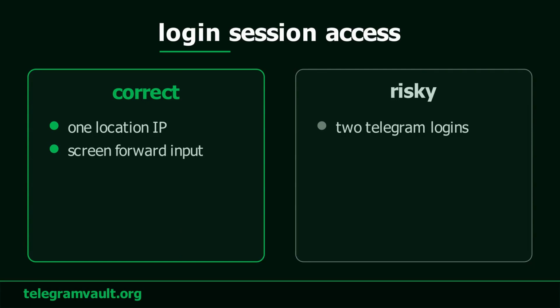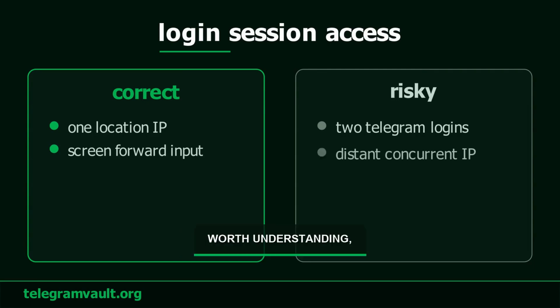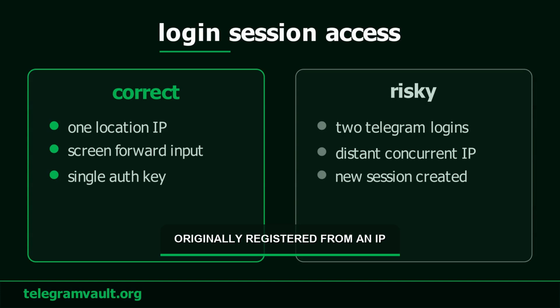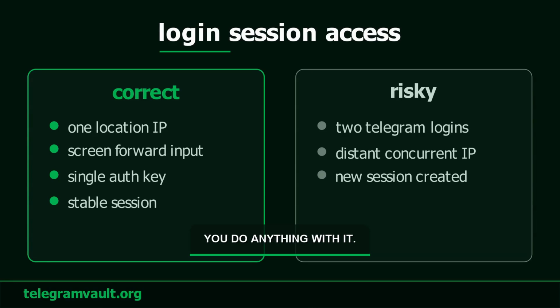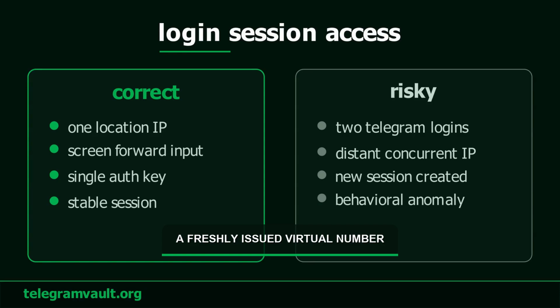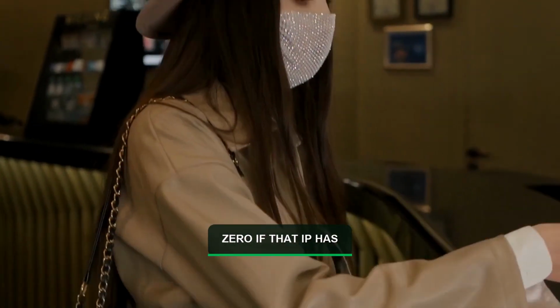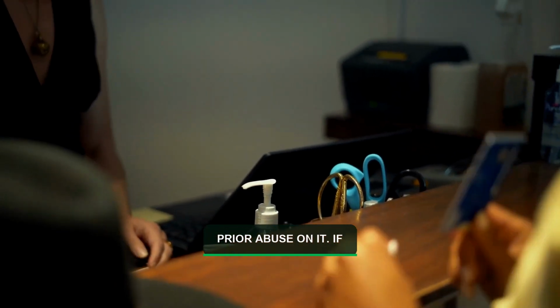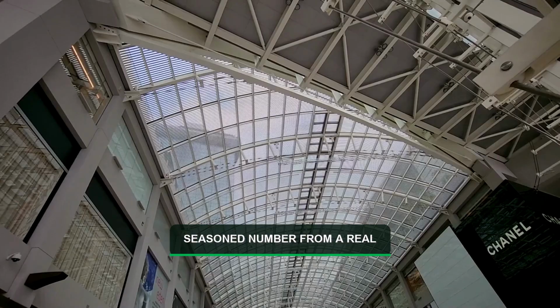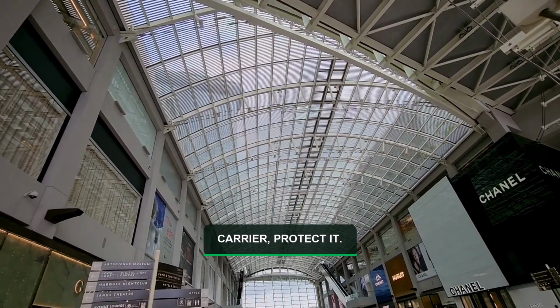itself a positive signal. There is one more input worth understanding, which is number age and registration context. A number that has been active on Telegram for 6 months or more with no ban history, originally registered from an IP that matches its country, carries real reputation credit before you do anything with it. A freshly issued virtual number registered from a data center IP starts at 0 or below 0 if that IP has prior abuse on it. If you are starting with a seasoned number from a real carrier, protect it.